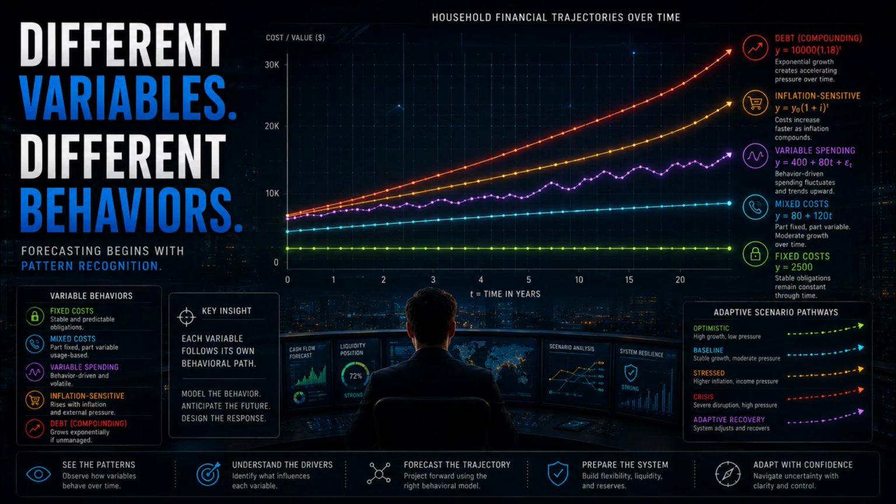And because forecasting is built around time, we are going to make one small but important notational shift. Instead of using X as the generic independent variable, we will use T. In this series, T means time. Unless otherwise specified, T will represent time in years. So if T equals 1, we are 1 year into the forecast. If T equals 2, we are 2 years into the forecast. If T equals 5, we are 5 years into the forecast, and so forth.